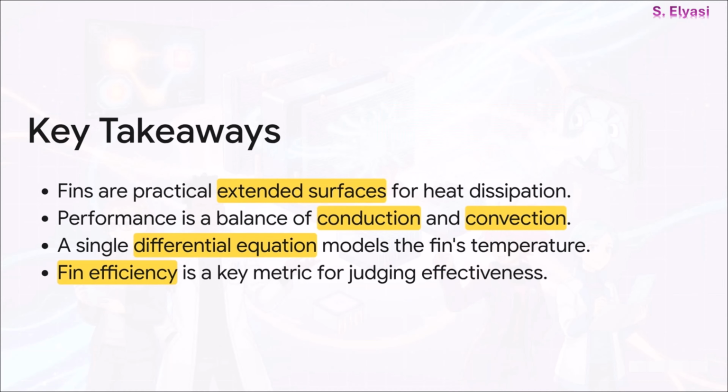So, what's the big takeaway here? What does this all mean? Well, first, fins are a brilliantly simple solution to the absolutely crucial problem of getting rid of heat. Their performance is this constant, delicate balancing act between conduction and convection. We saw that a single master equation can actually model this entire balancing act. And maybe most importantly, fin efficiency isn't just a grade, it's a powerful design tool. It's what tells an engineer how to make trade-offs between cost, weight, and size. This is the physics that drives real-world engineering every single day.